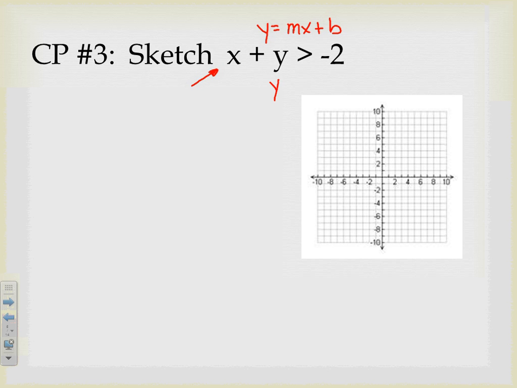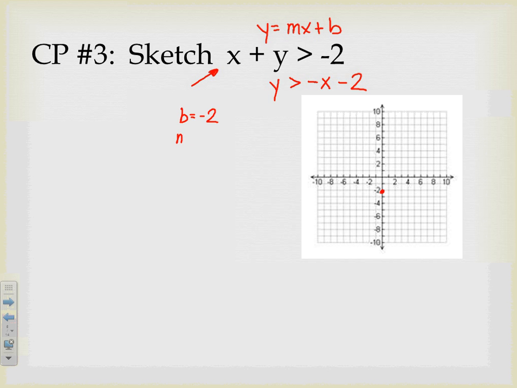So leave the positive y where it's at. X to the other side becomes negative x. And then minus 2 or negative 2 is going to stay where it was. So in this graph, b is equal to negative 2. So my intercept is negative 2. Go ahead and graph it.